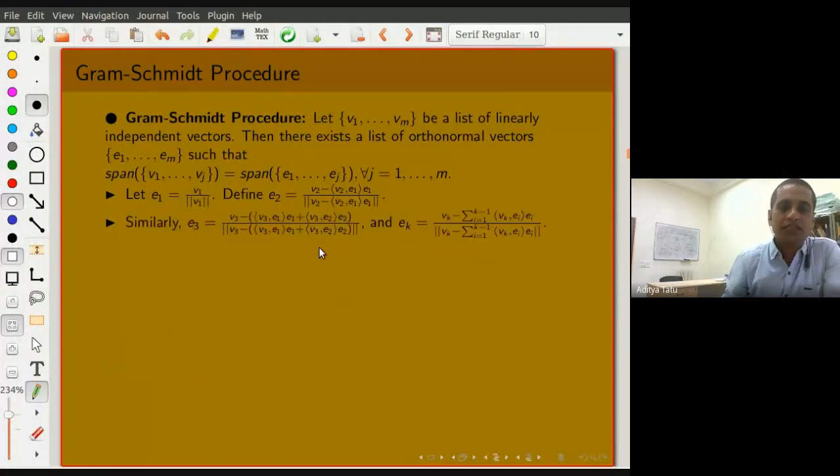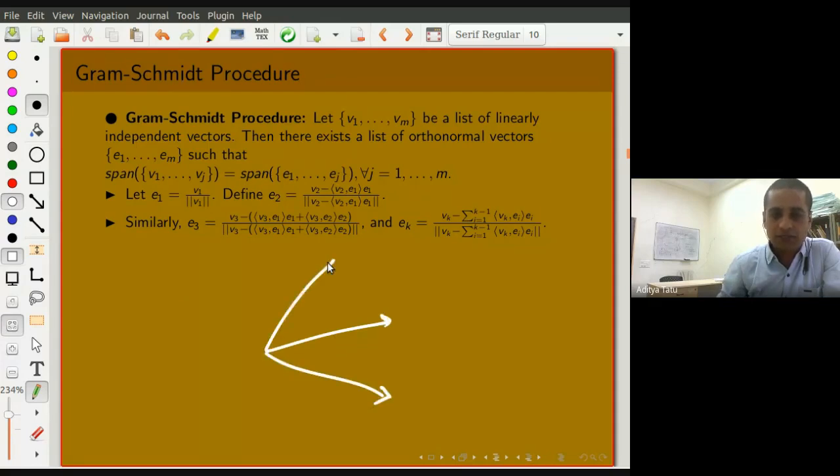Similarly, E3 will be V3 minus the projections. So in terms of R3, if I were to draw a picture, think of this as V1. To make my job easier, think of this as E1 and E2. This is my V3. E3 will be just this.